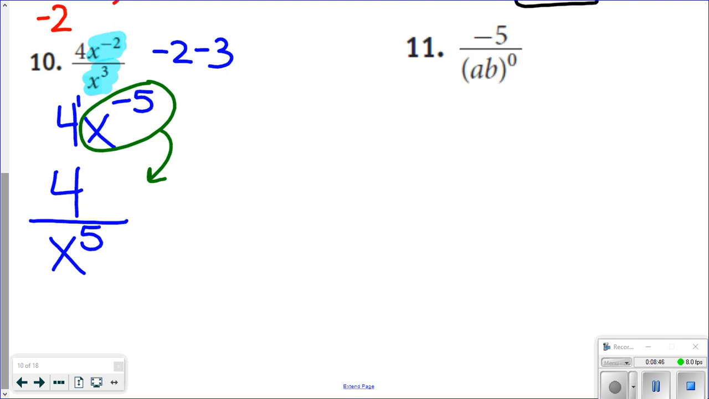Question 11, I have a negative 5. It's okay to have a negative number, so I'm going to leave the negative 5 alone. AB is being raised to the 0 power. That cancels out to 1. So it's negative 5 over 1. You could leave your answer like that, but if I type it into my calculator, negative 5 divided by 1 is just negative 5.